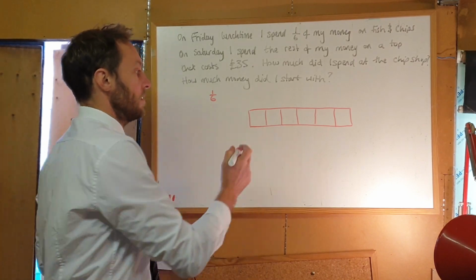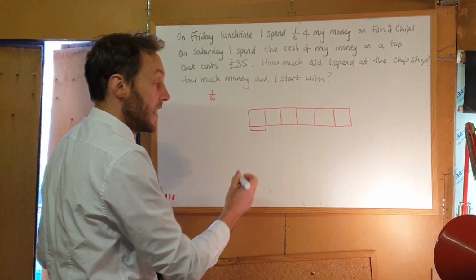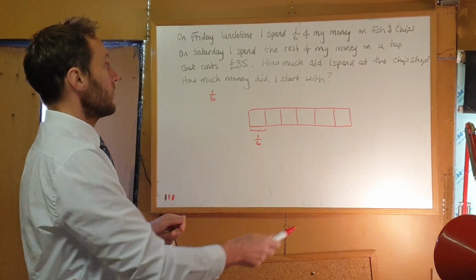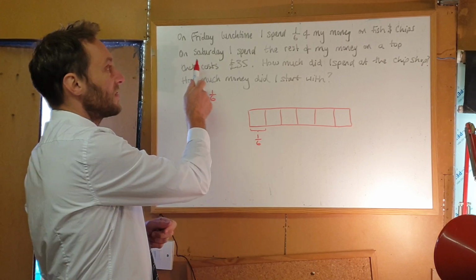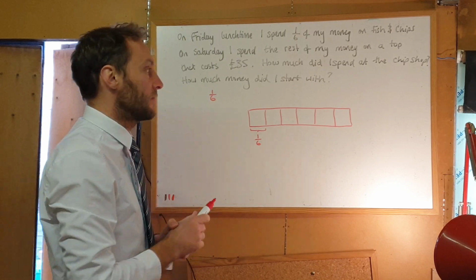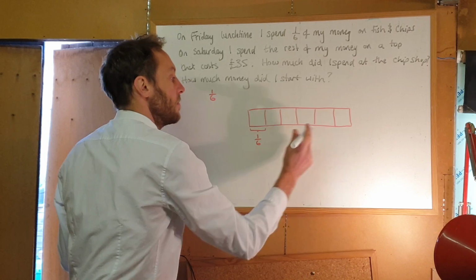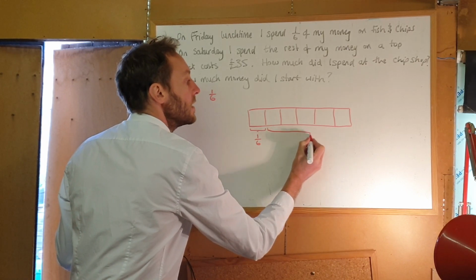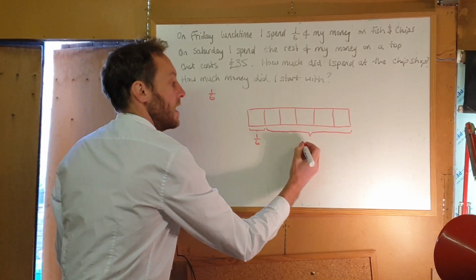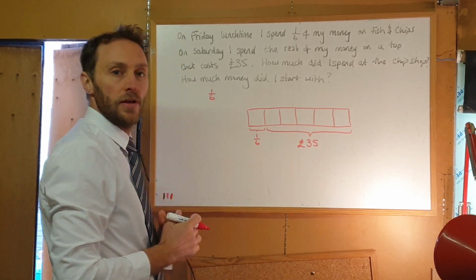Now I can think of this little block here as what I spend on Friday. This is my 1/6 on Friday. The second part of the problem says, on Saturday I spend the rest of my money on a top that costs £35. So I can think about this as the rest of my money. So here I have my remainder and I know that this much totals £35.